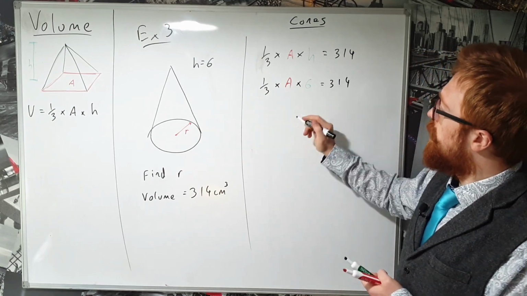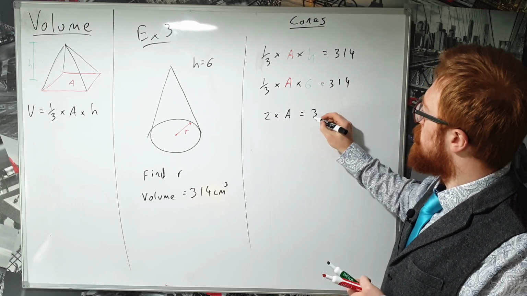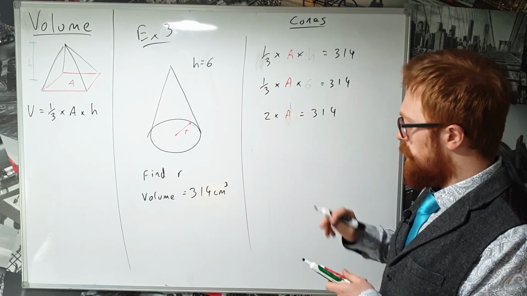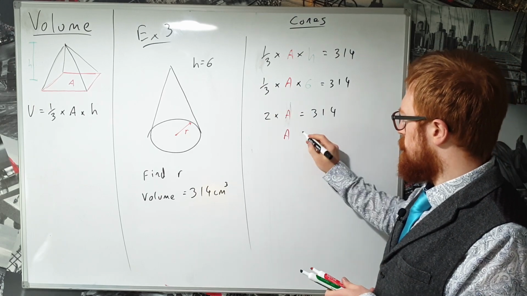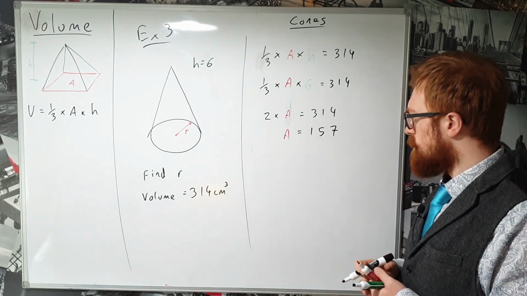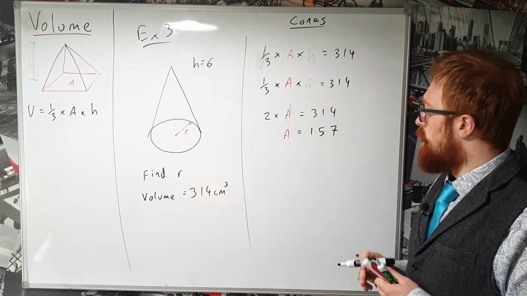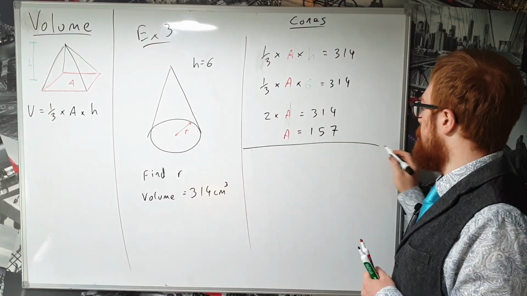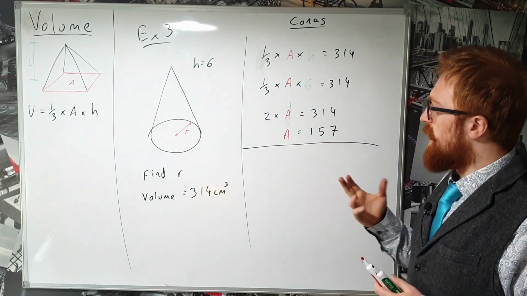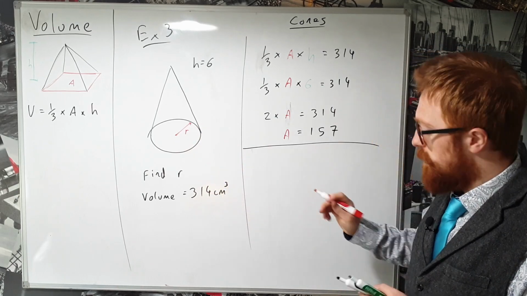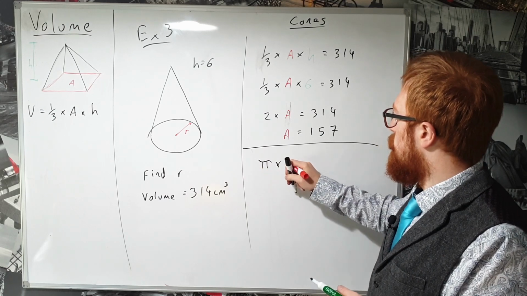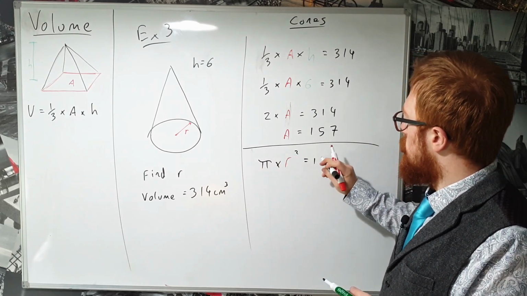So let's tidy this up. 1/3 of 6 is 2, so I know 2 times by area is 314. Well, if 2 lots of the area are 314, then 1 lot of the area is just half of that, which is 157. So I know that the area that they worked out was 157. So now we need to think, okay, what did they do to work out that the area was 157? And again, we know that they will have used pi r squared. So they've done pi times by the radius squared is equal to 157.